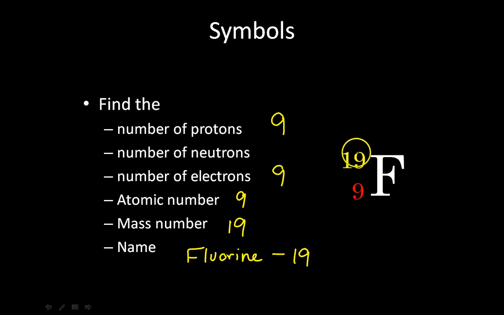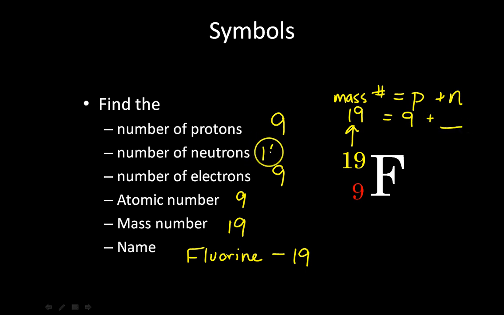Fluorine-19 shows that it's the isotope that weighs 19. Now let's go back to the number of neutrons. Remember that the mass number is the sum of the protons and the neutrons. So if our mass number is 19 and we have 9 protons, how many neutrons do we have? Obviously we've got 10 neutrons. So we've got an extra neutron as compared to a balanced element.